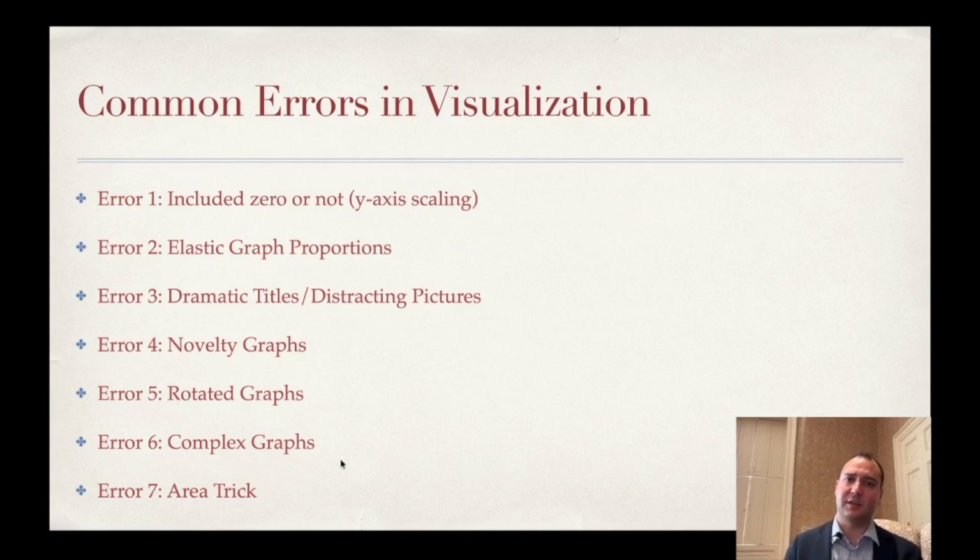Complex graphs that are too complicated are sometimes difficult to read. The area trick is when you're using something like a pie chart, sometimes it's difficult to tell exactly the difference between magnitude of two groups if we're using the area within it to measure how big it is.